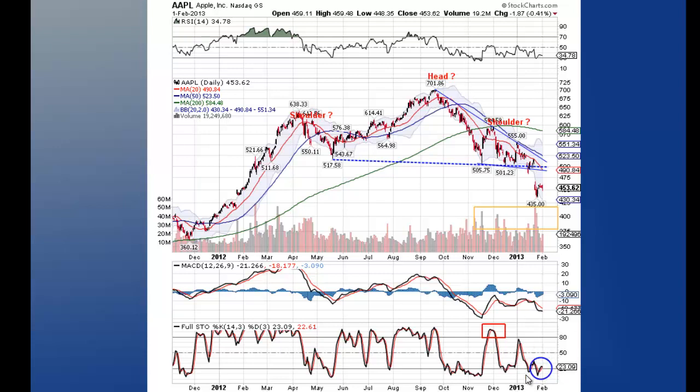Stochastics is currently at the oversold level and curling up. The price can very quickly move higher, but obviously there are a number of resistances overhead, including this falling 20-period moving average at 490.84, followed by this previous neckline, which was a major support, now newly formed resistance at 500, and then obviously this falling trend line here and falling 50-period moving average at 523.50.